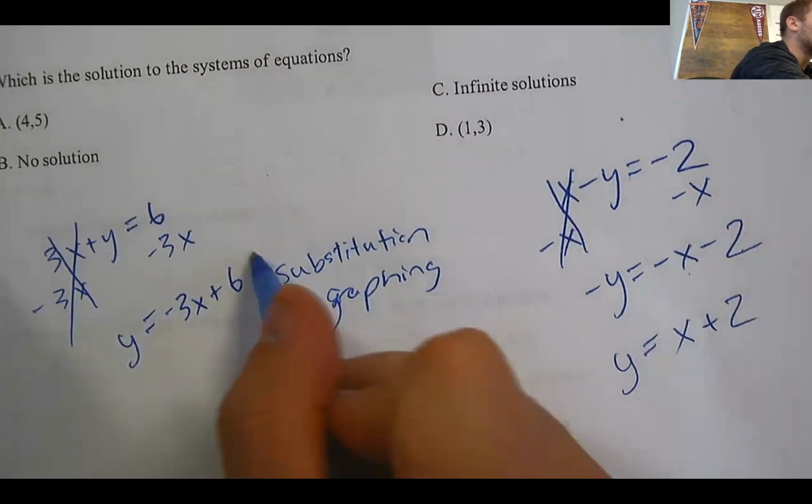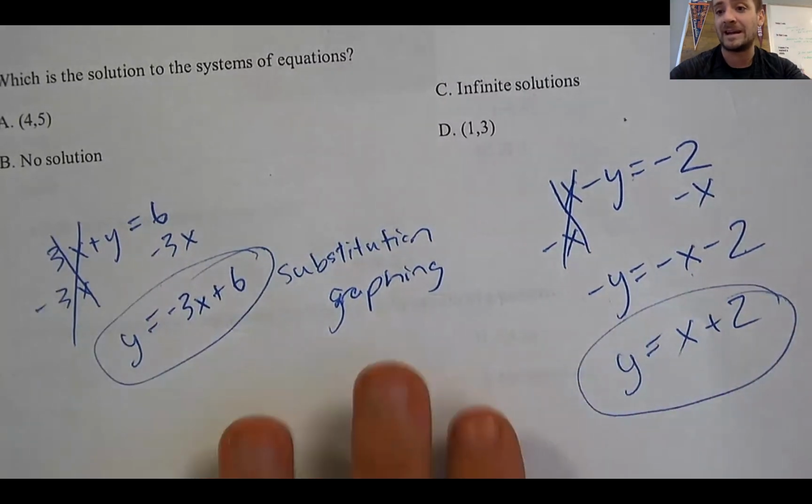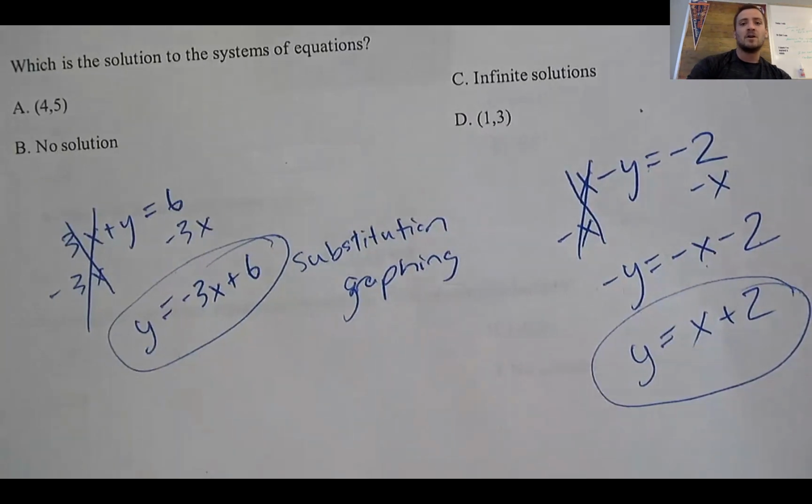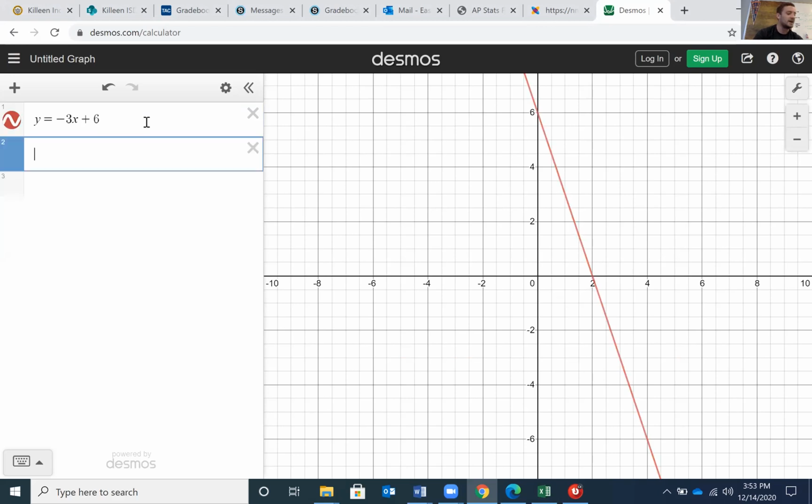And now we just need to graph this equation, and then we need to find where they intersect. Easy enough. All right, so I'm going to share with you guys the Desmos, which is going to do all of the graphing for us. So the first equation was y equals negative 3x plus 6. There you go. We have a y-intercept at 6. We're going down 3 over 1, down 3 over 1. All right, and then our other equation was y equals x plus 2.